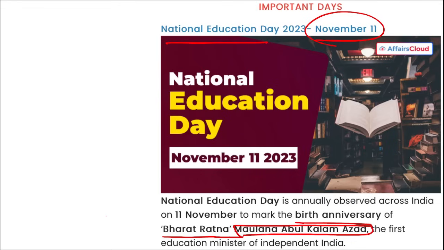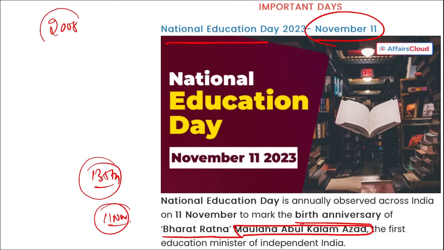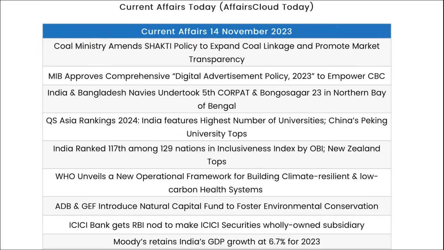Right, I repeat, National Education Day is observed on 11th of November in order to mark the birth anniversary of Bharat Ratna Maulana Abdul Kalam Azad, who was the first education minister of India. And this year in 2023, it was the 135th birth anniversary of Maulana Abdul Kalam Azad. Right? And remember, the first ever Education Day, when was it observed? It was observed in 2008.